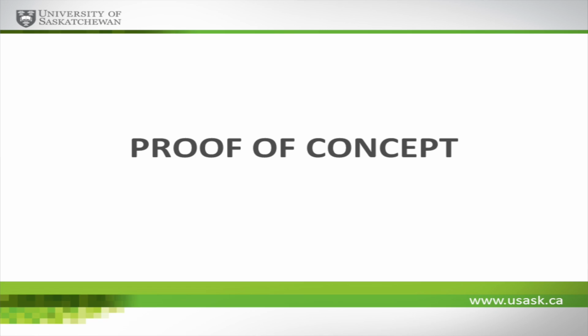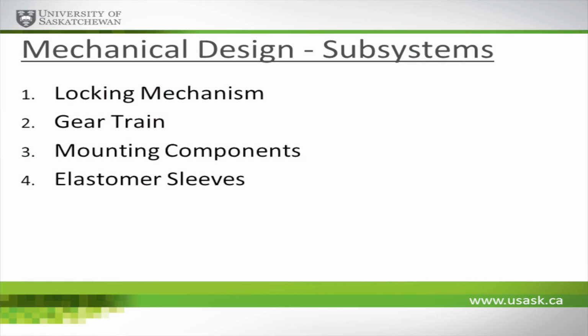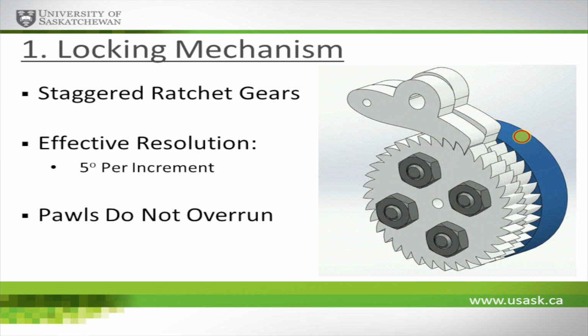So here's the fun part, the proof of concept. So even though my thing is a mechanical subsystem, it also has subsystems, and those are all the subsystems. So first one is how you actually achieve the locking. So what you're seeing here is a staggered ratchet gear.